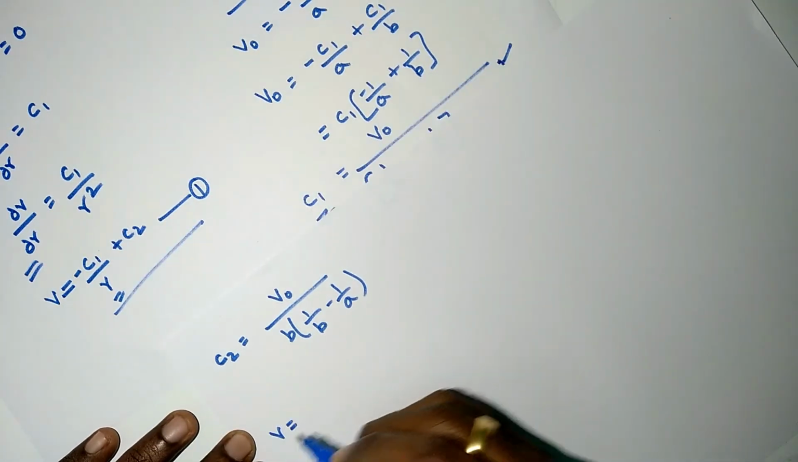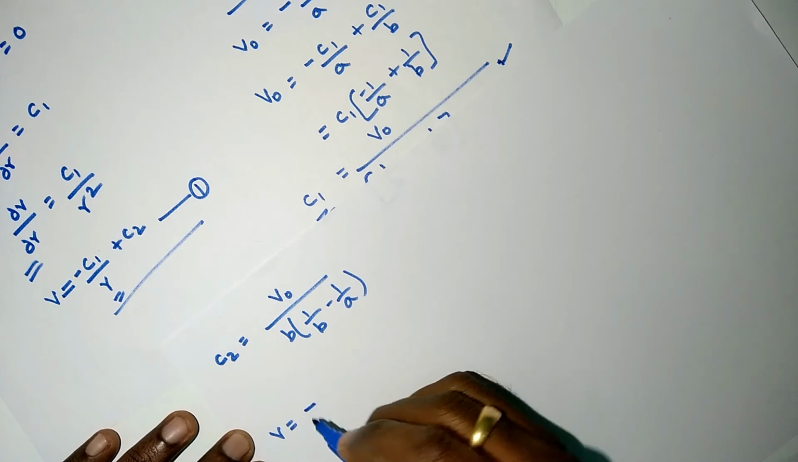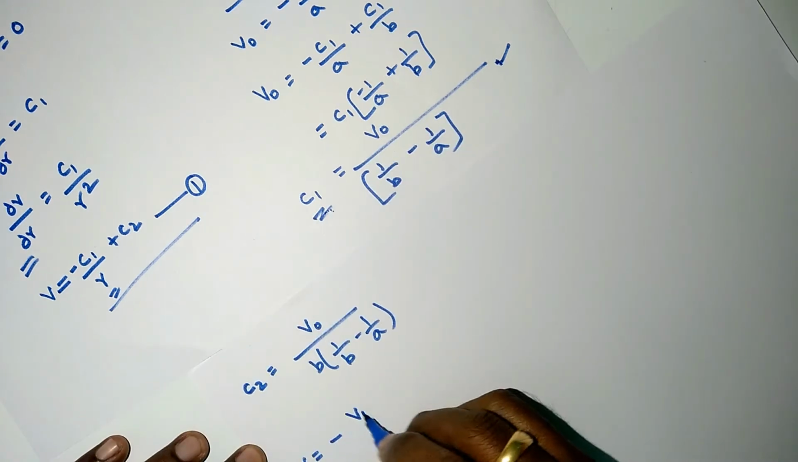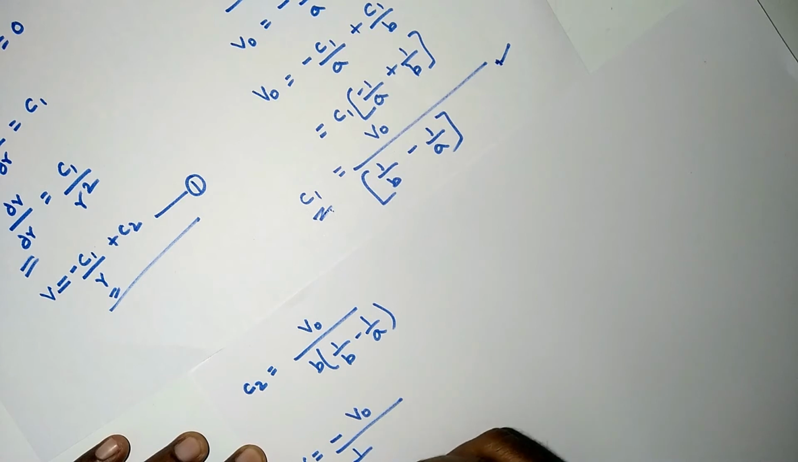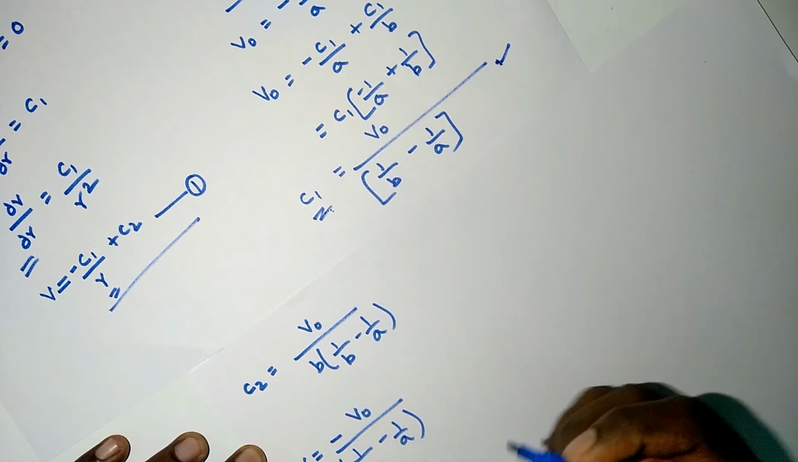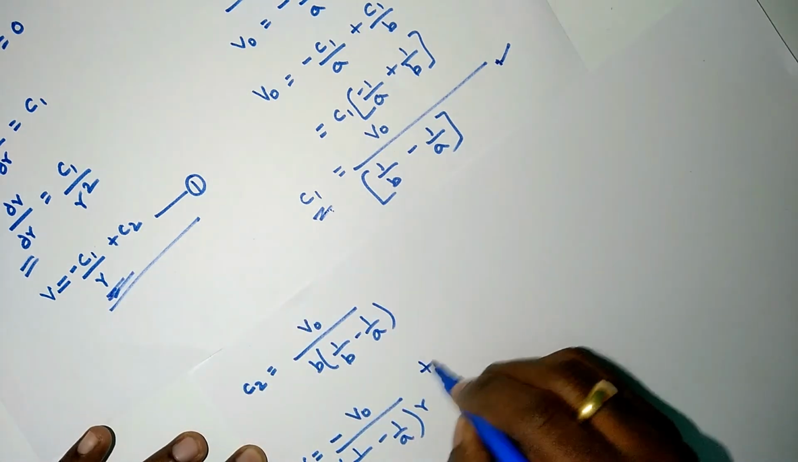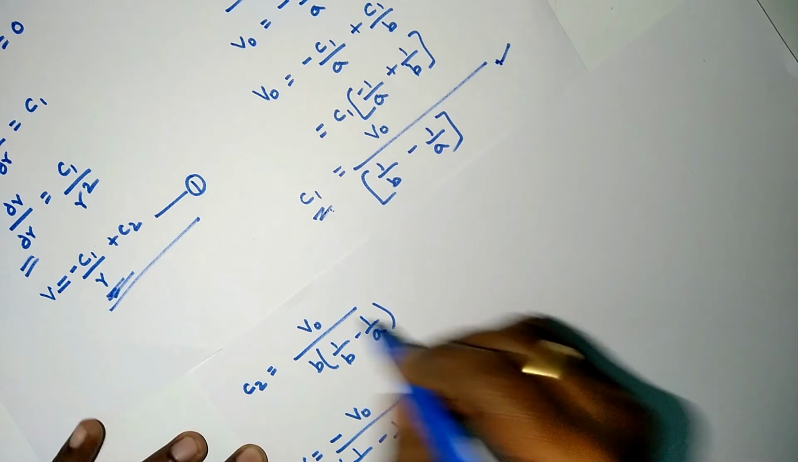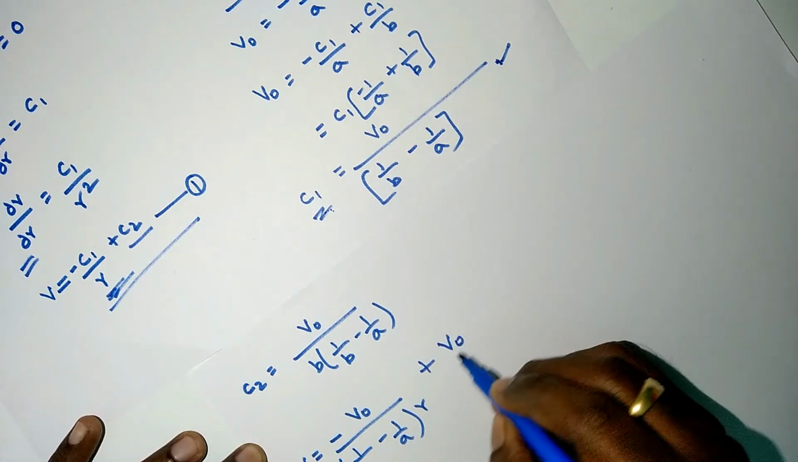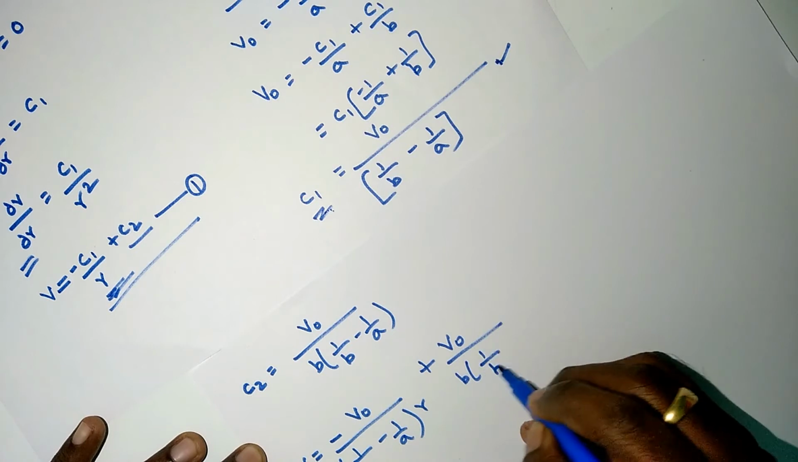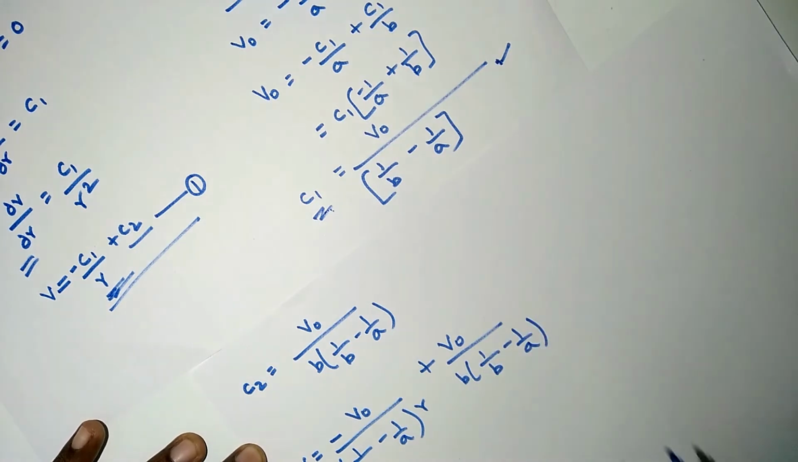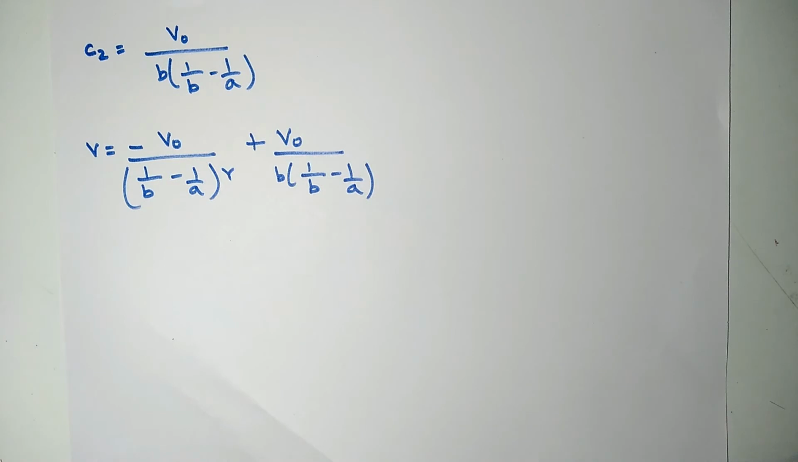So V will be equal to minus V naught divided by 1 by B minus 1 by A into R, this value, plus C2, that is V naught by B into 1 by B minus 1 by A. Now we have found out the general expression for voltage or potential. Now we shall relate this voltage with the electric field intensity.